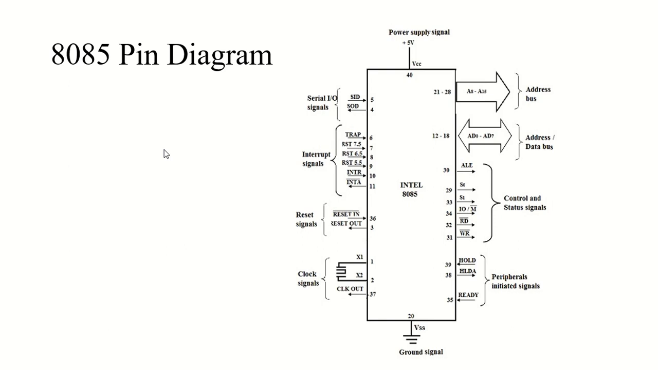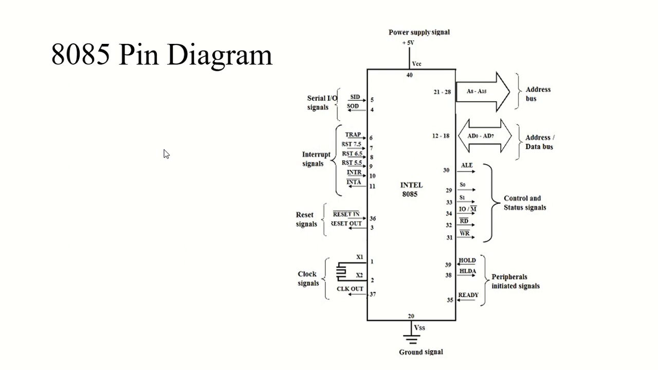So here you can see the pin diagram of 8085. Basically 8085 has a total of 40 pins, and it works on a single power supply only. We can also divide these pins into different small classes or groups based on the application they solve.